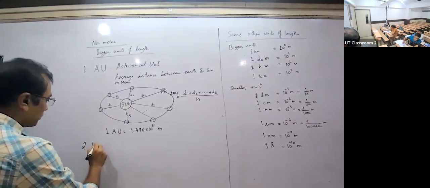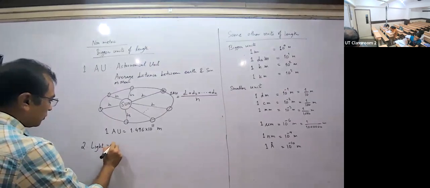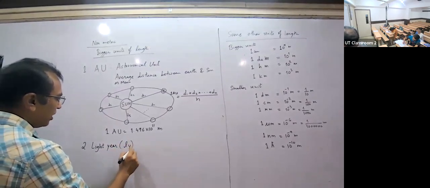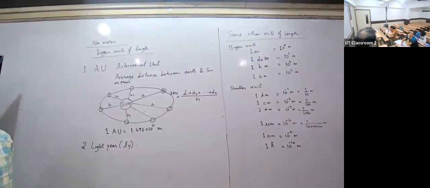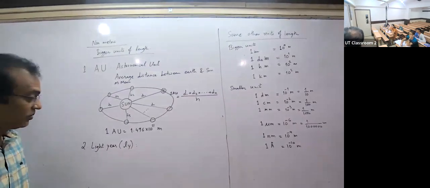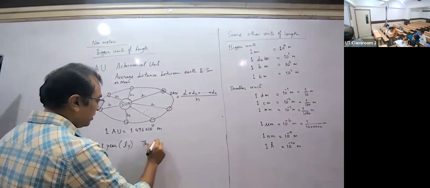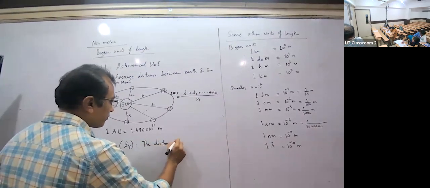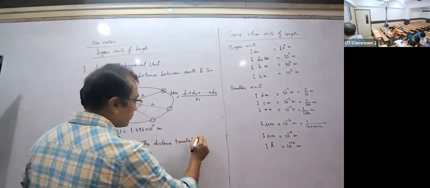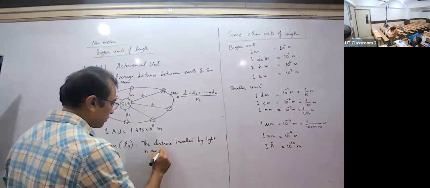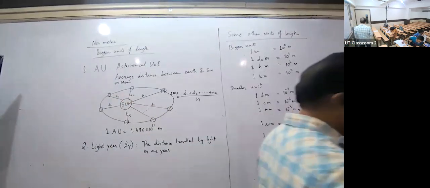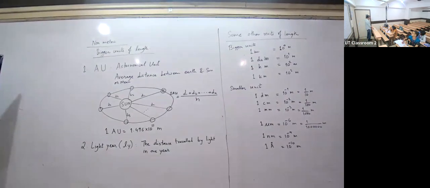Next is light year. The symbol for light year is small l y. Now, what is a light year? The distance traveled by light in 1 year. Yes, very good. So it is the distance traveled by light in 1 year. It is a unit of length. What is a year? Year is a unit of time, whereas light year is the unit of length. This is the difference.